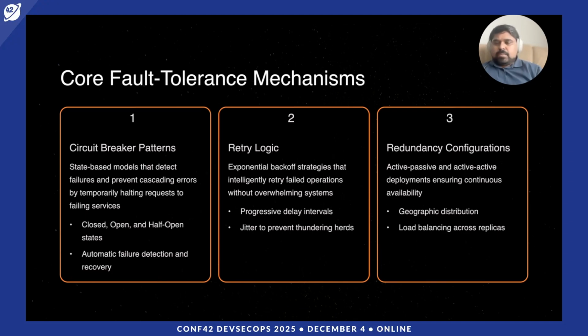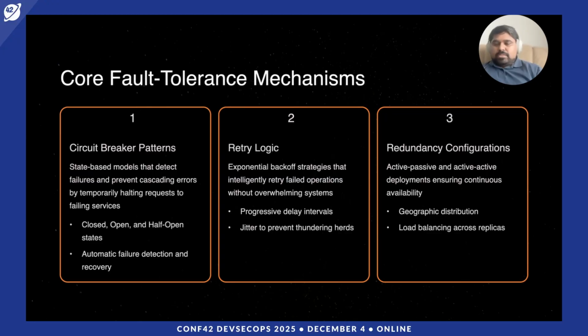Now, retry logic. The problem here is transient failures are common in distributed systems, like network hiccups, temporary resource contention, etc. This can create a thundering herd of clients retrying simultaneously, overwhelming the system. The solution is exponential backoff strategies that intelligently retry failed operations without overwhelming the system. Each retry waits longer than the previous one exponentially, like 1 second, 2 seconds, 4 seconds, 8 seconds, 16 seconds. Add jitter, or randomness, so all the clients don't retry at the same moment.